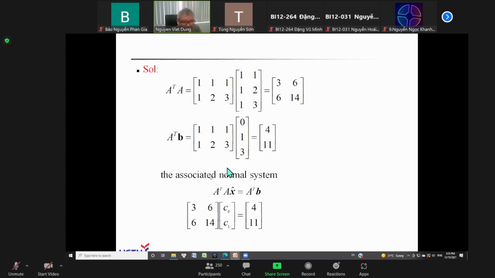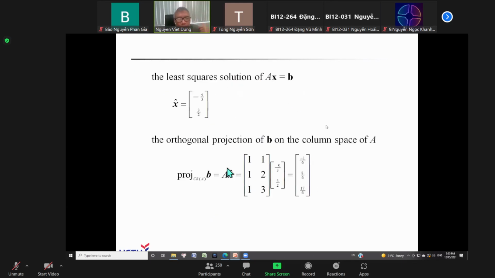Then the associated normal system is like that. Now A^T A to be that, we substitute it here. A^T B to be that, we put it here. So now the associated normal system becomes that one. And from that, you can solve to find that x hat to be that one. x hat to be the vector like that.